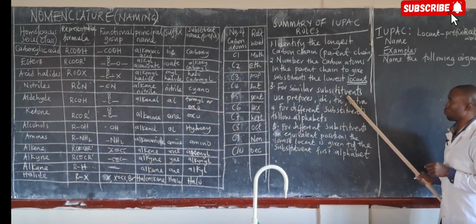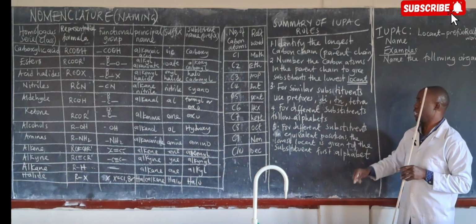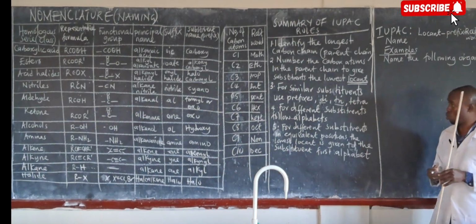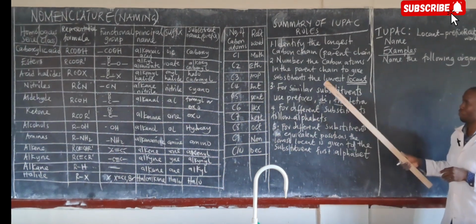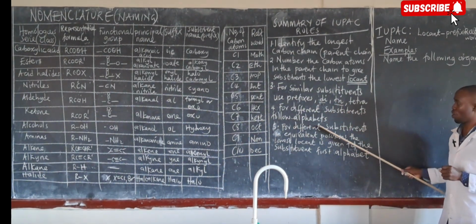Then for similar substituents or branches, we shall be attaching prefixes here. A prefix is a word before the main word or before the root word. Then a suffix comes after the root word. For different substituents, we shall follow alphabets.